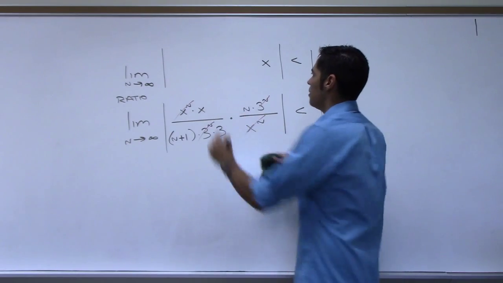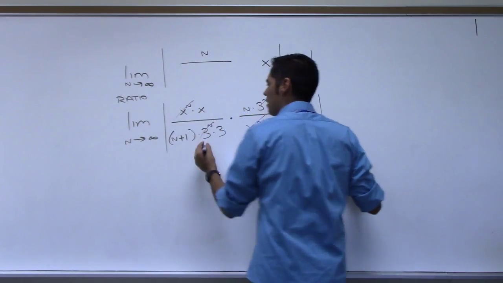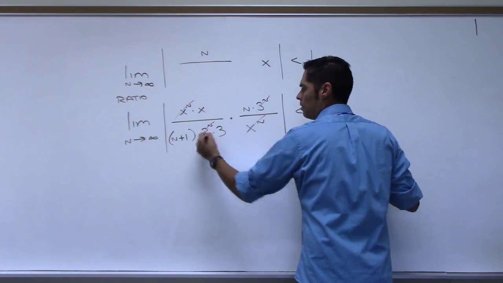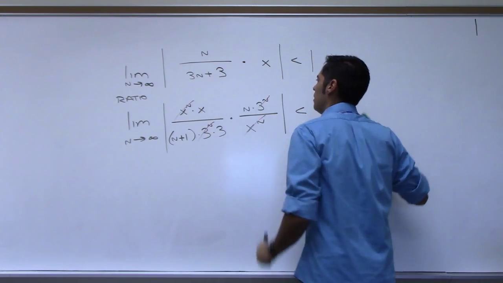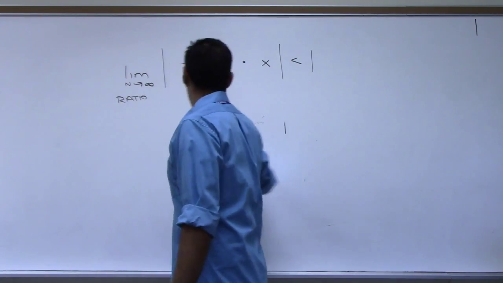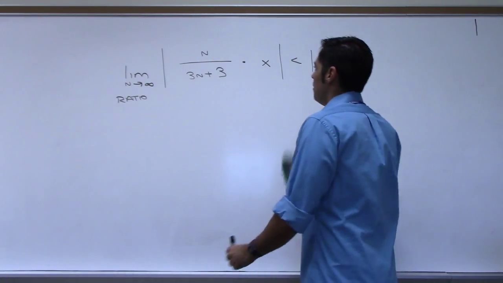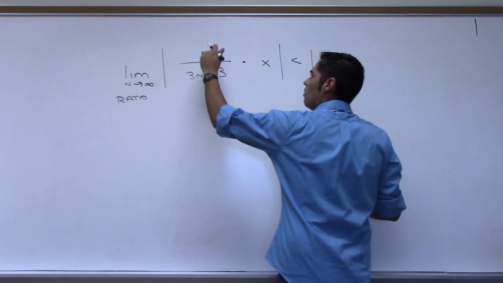And then I have an n on top. And on the bottom, I have n plus 1 and 3. I'll distribute the 3 through: 3n plus 3. It's multiplied. So what happens as n goes to infinity now? Well, as n goes to infinity, we get infinity over infinity.